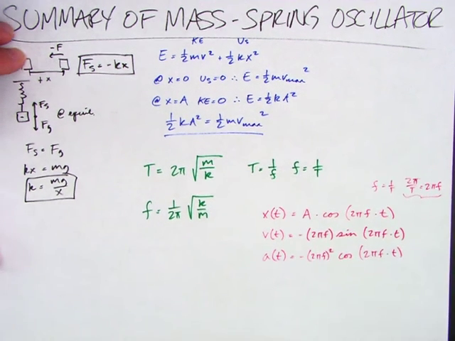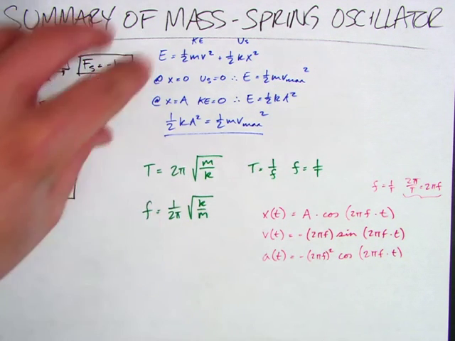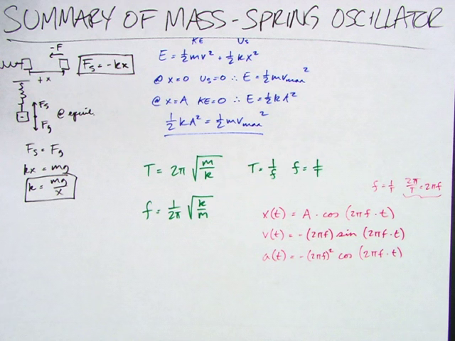So we have our motion as a function of time equations, our period equations, our energy relationships, and our dynamics. And that's really a summary of all the different relationships important to solving problems with the mass spring oscillating system.